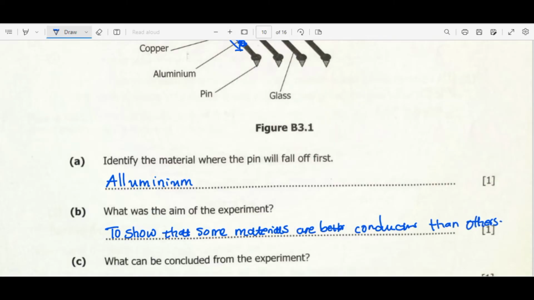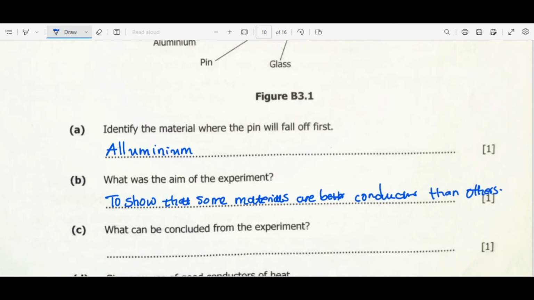Right, then question C, what can be concluded from the experiment? So we can conclude that aluminium is a good conductor. So let's put conductor here. So aluminium is a good conductor of heat.